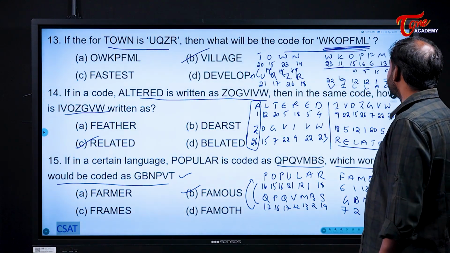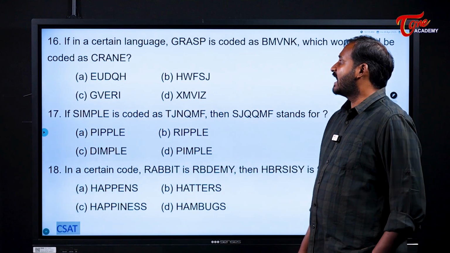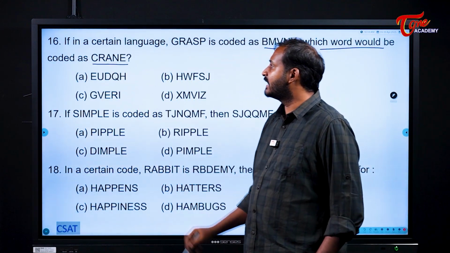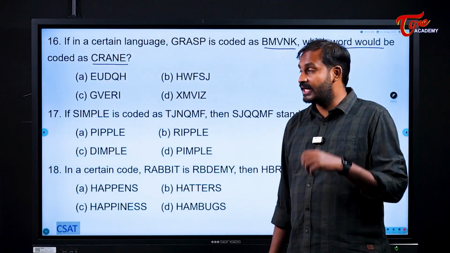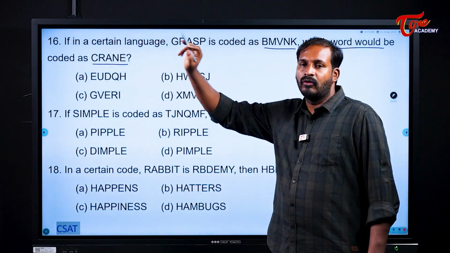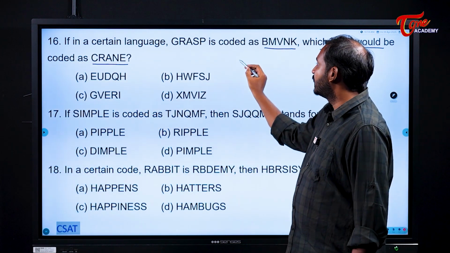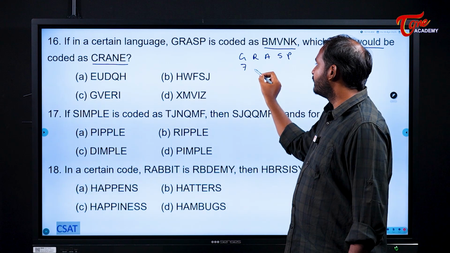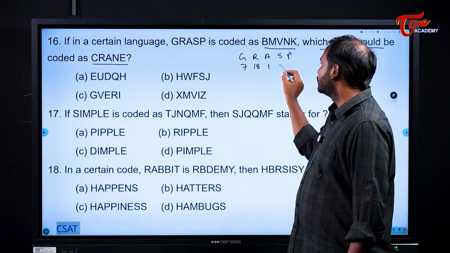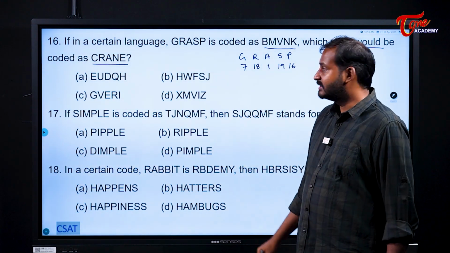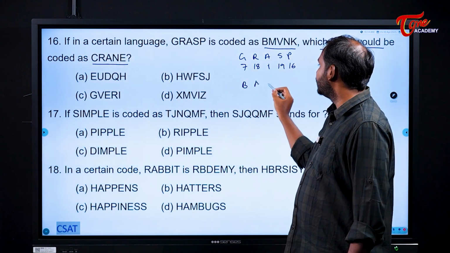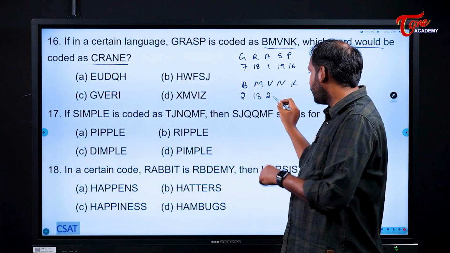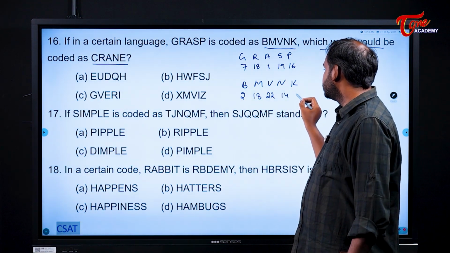Understood? Next one. If in a certain language grasp is coded something like this, then which word would be coded as crane? So that means this is a code for us. Now, grasp, GRASP. What does it become? 7, 18, 1, 19 and 16. This is coded as BMVNK: 2, 13, 22, 14 and 11.